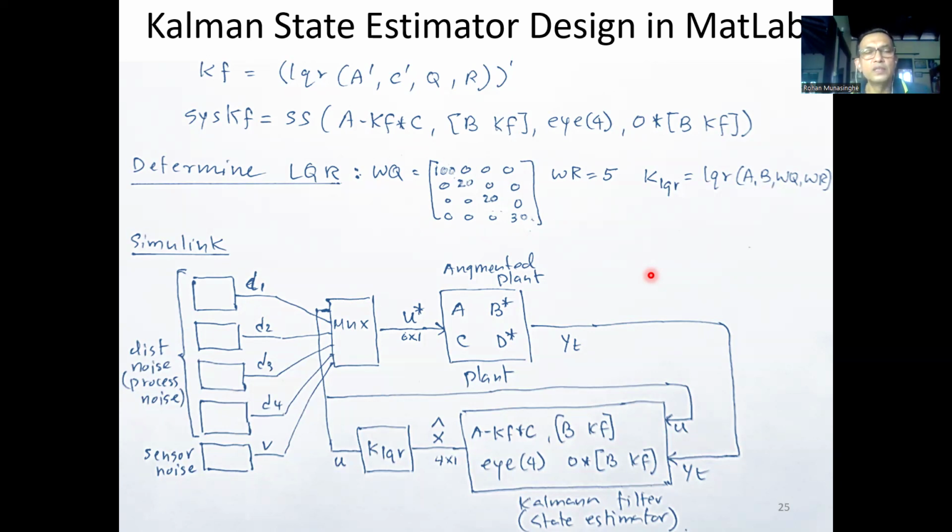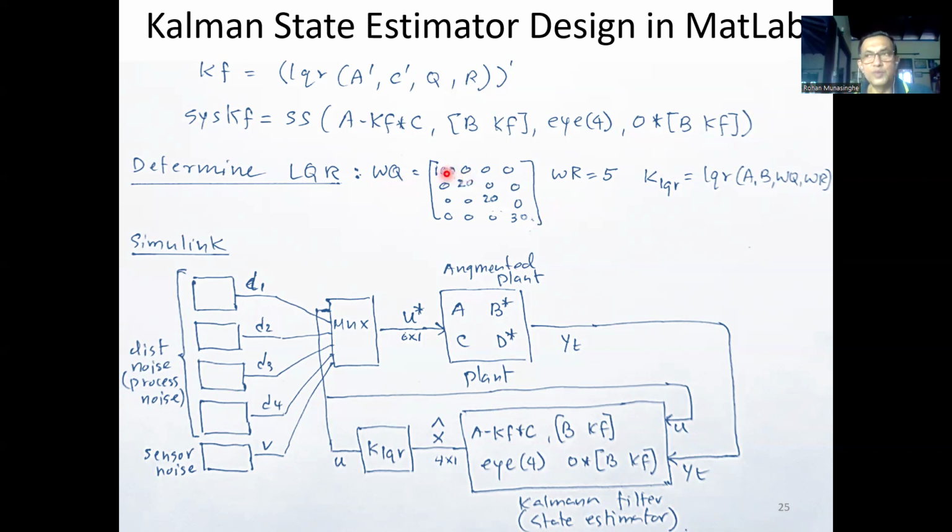Okay, but it needs this matrix initially given, right? So for the four states, you have x1, x2, x3, x4, right? Say position, velocity, acceleration, jerk, for example, right? How important is the position accuracy for you, right? You put it over here.